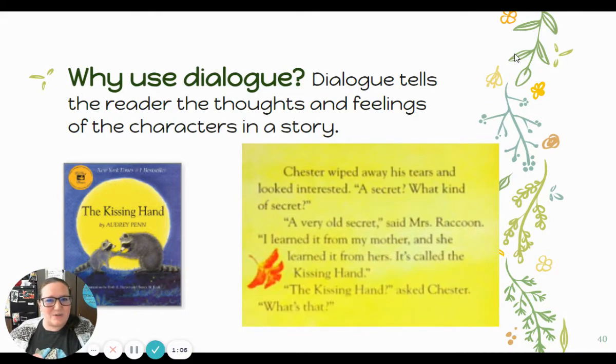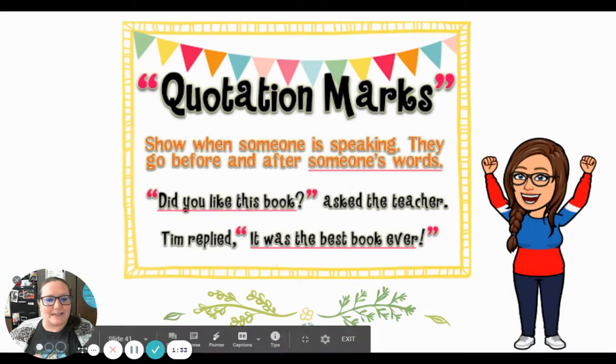So why use dialogue? Because dialogue tells the reader the thoughts and feelings of the characters in a story. I can understand the characters better by hearing what words they say to one another, and our dialogue often includes our characters' thoughts, letting us know how they're feeling. I can tell Mrs. Raccoon is excited to share the secret of the kissing hand.